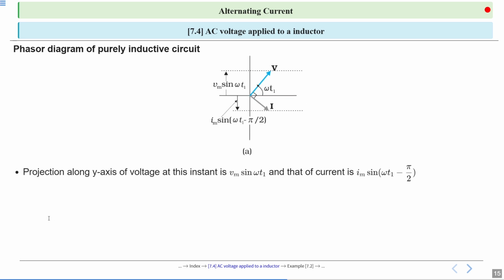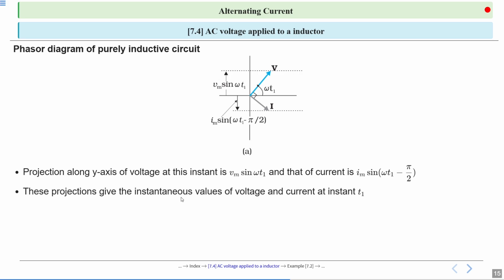Now again this phasor diagram. The projection of V and I along the y-axis at any instant is Vm sin omega t1, and that of current is Im sin(omega t1 minus pi by 2). These projections give the instantaneous value of voltage and current at time t1.